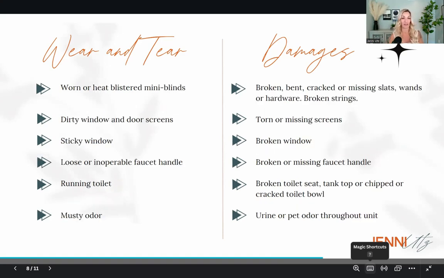Mini blinds broken would be considered damage versus worn. Torn or missing screens versus just dirty. I had a situation, and you have to remember, we've had some owners, and I actually was one of them back in the day, who used to live at the property, and then they've turned it into a rental. So their attachment to the property is a little more significant than just a standard investor.